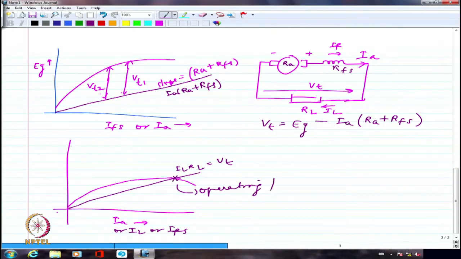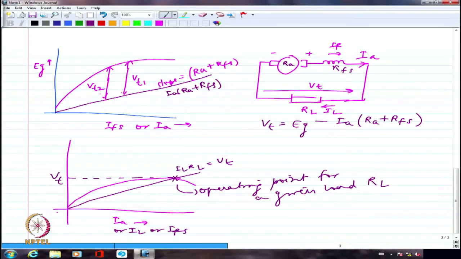for a given load, where the load line is intersecting with these characteristics. So this is going to be the VT value.